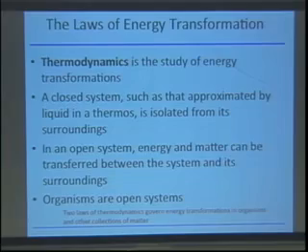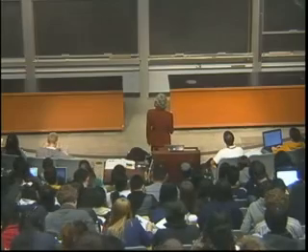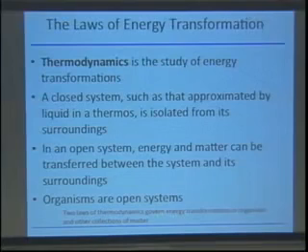But organisms are actually open systems, right? We are interacting with our environment all the time. And in these open systems, energy and matter can be transferred between the system and its surroundings, right? So organisms are open systems. And of course, you probably also know that there are two fundamental laws of thermodynamics that govern energy transformations. They govern these transformations in organisms and basically in all other collections of matter, as far as we know. So let's go through those briefly.